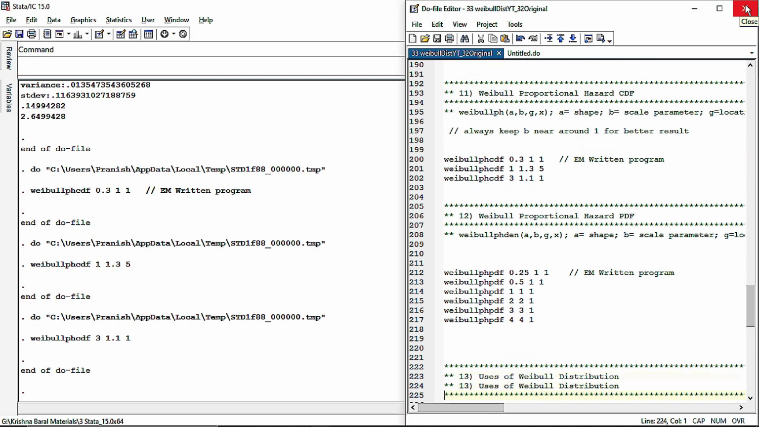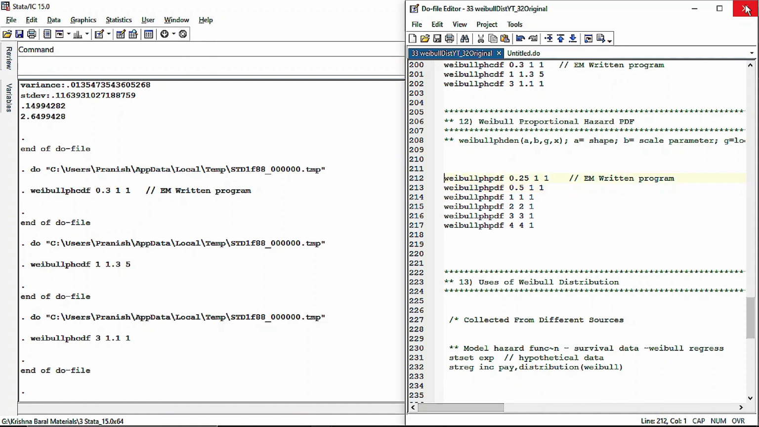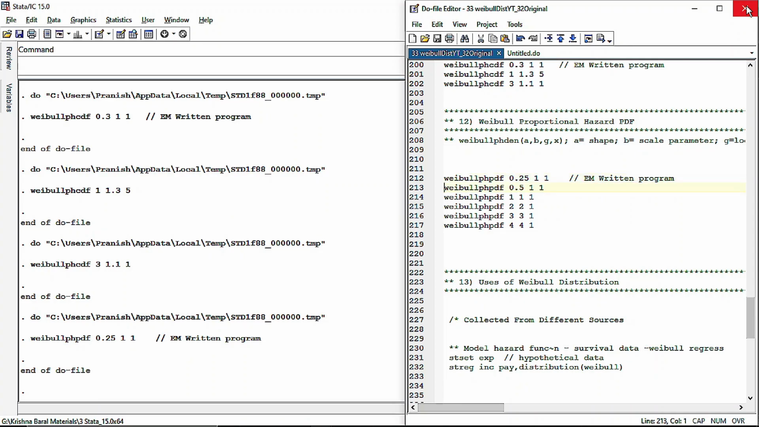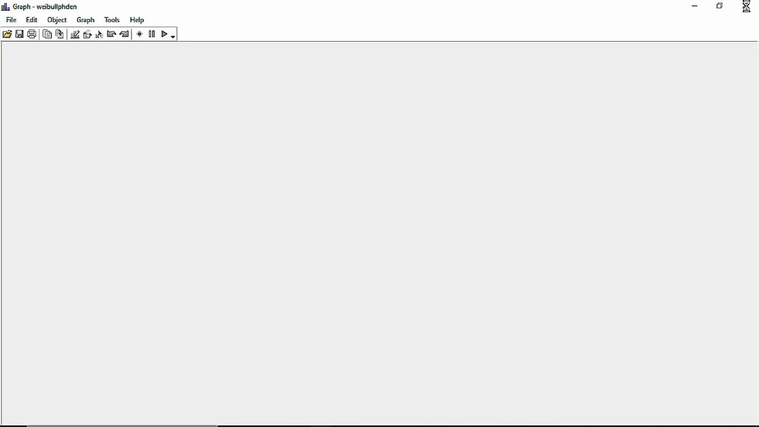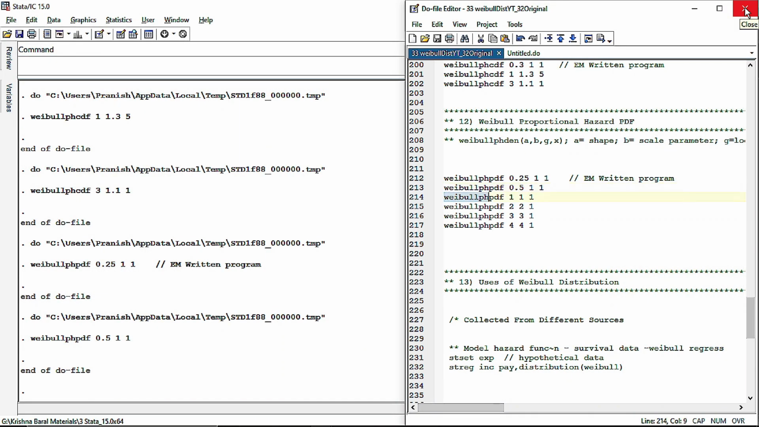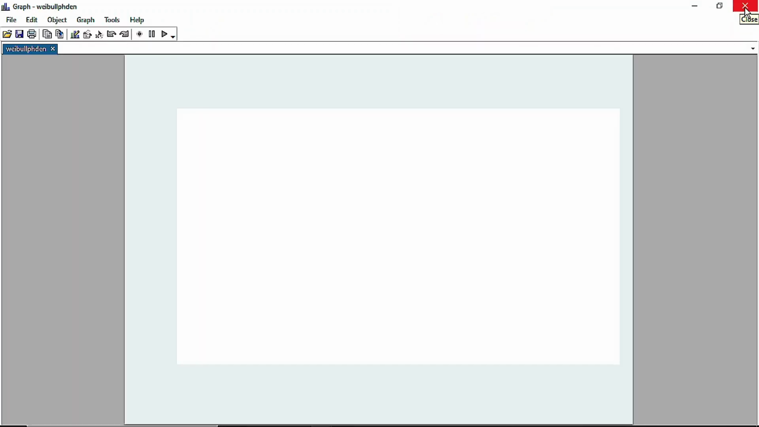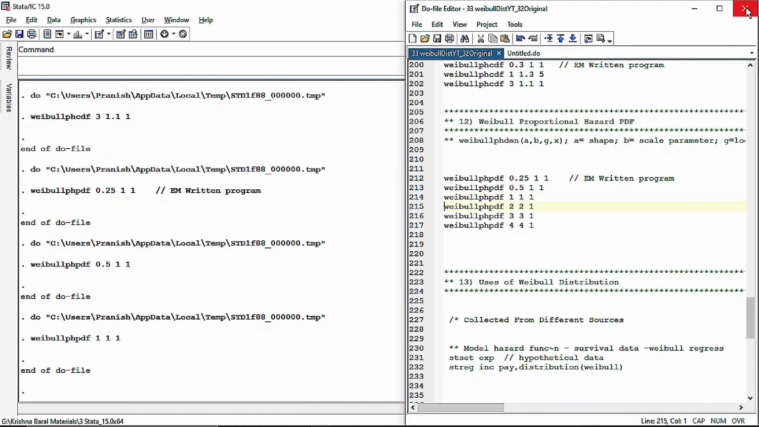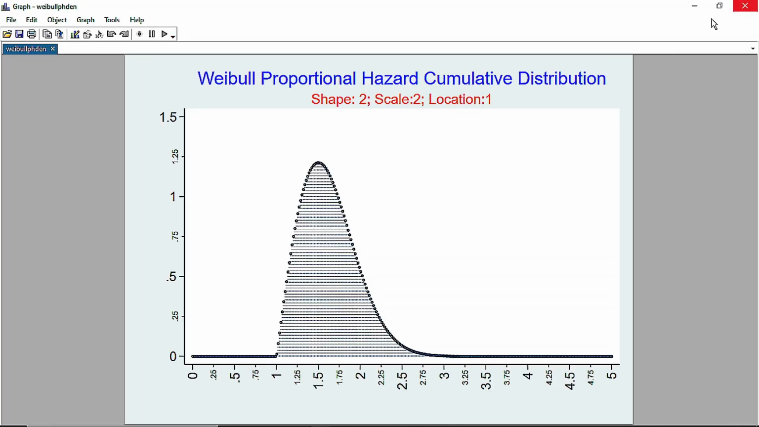Now let us see what the PDF looks like, and we are going to draw the PDF of the proportional hazard Weibull distribution. A is 0.5 and B is equal to 1, location parameter is equal to 1. Now let us repeat the process. Our shape parameter is 0.5, scale parameter is 1, location parameter is 1. We get this kind of graph, the PDF graph of the Weibull proportional hazard distribution. And when all the parameters are 1, we get this kind of PDF. And the shape parameter and the scale parameter are 2, while the location parameter is equal to 1. We get this kind of PDF.